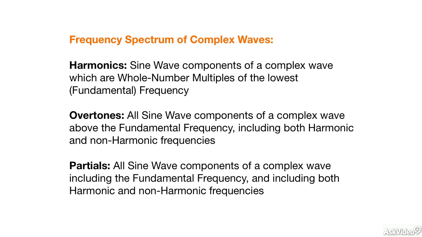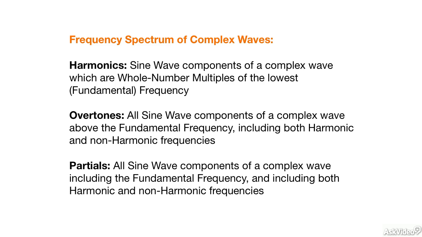When you include both harmonic and non-harmonic components of a complex wave shape, all the individual sine wave elements together are called overtones or partials. Overtones start with the second harmonic, partials include the fundamental. This is the frequency spectrum of a complex wave. The particular blend of these elements accounts for the unique tone of each instrument or voice.